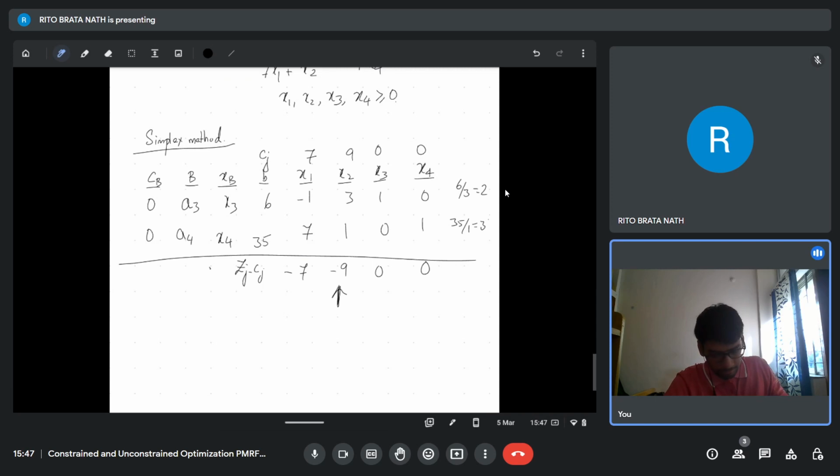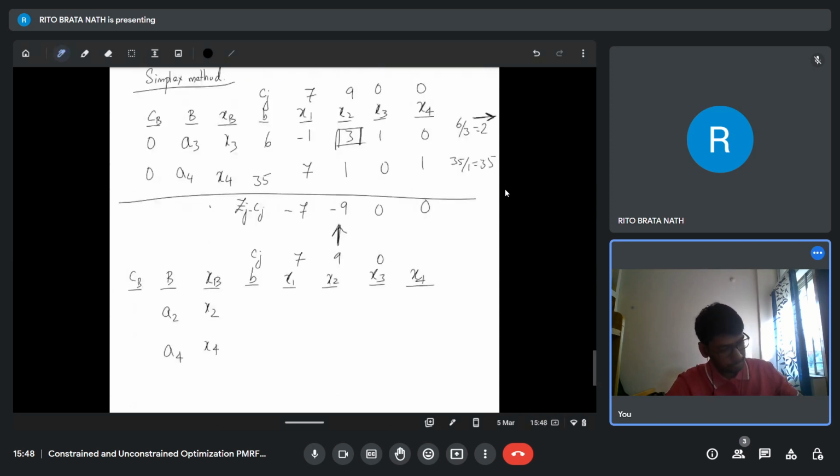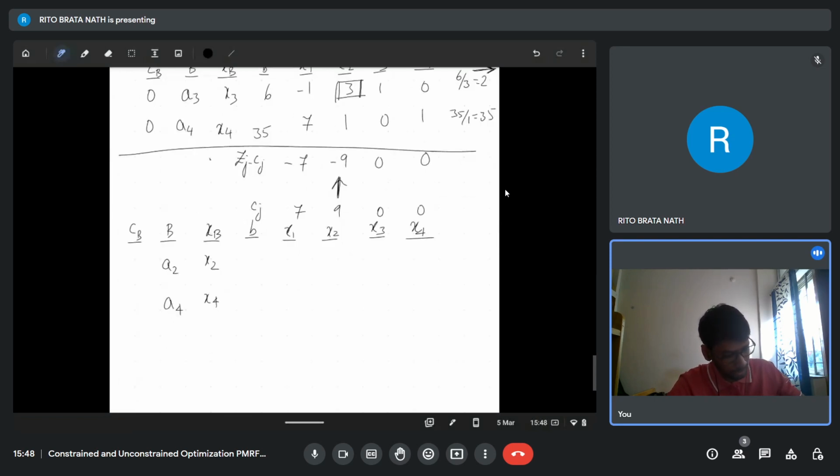Okay, so in the next step, what you have is mostly similar things. So first you have to construct this table again. Now this one will be your pivot and x2 will enter into the basis. This is A2, A4, and let me write down the CJ values. And this one will be 9. This one will be 0.